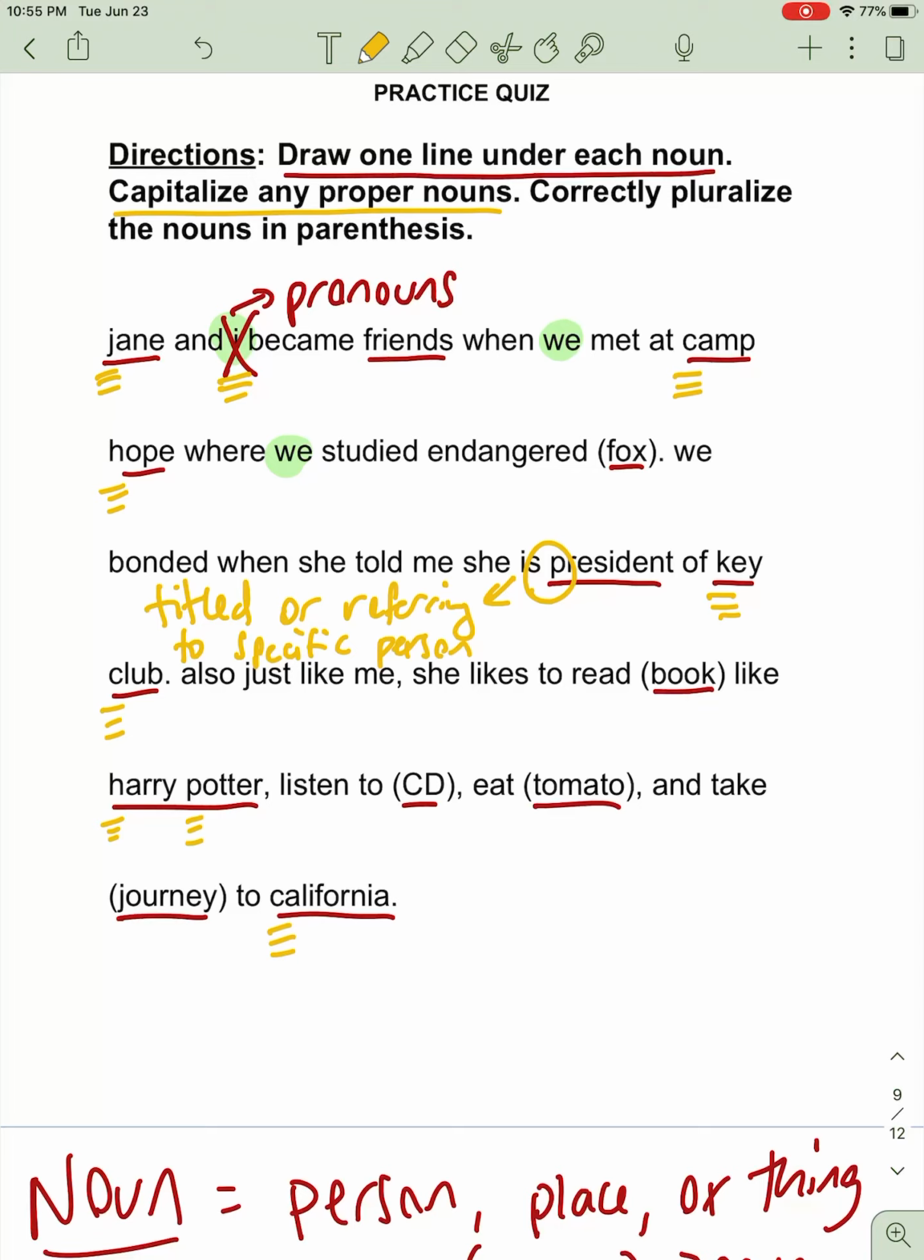If instead I said Marie Johnson is a doctor, I'm not going to capitalize doctor because now I'm just using it as a general term to describe her profession, not as part of her title.